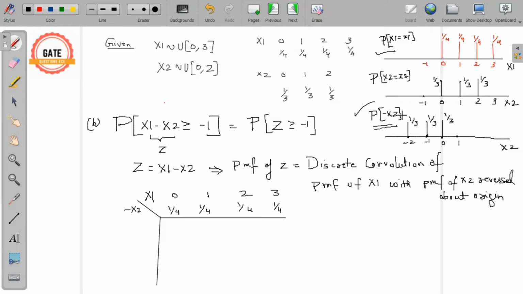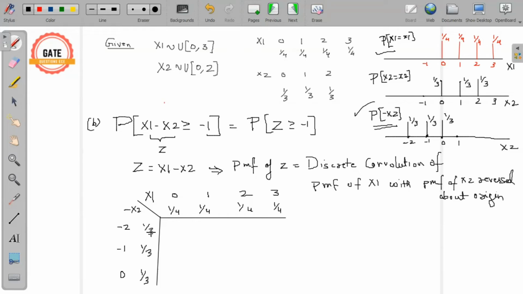Similarly, this reversed sequence -x2 can take values -2, -1 and 0 for non-zero probability. So I will write here only for non-zero probability. Its value can be -2, -1 and 0. The corresponding probabilities are 1 by 3, 1 by 3 and 1 by 3.